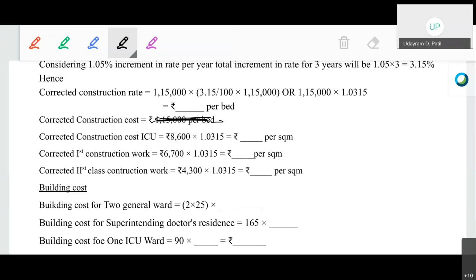Okay, so for ICU it is 8,870.9 rupees per square meter. For the first class construction work, it is 6,911.01 rupees per square meter, and for the second class construction work, it is 443.45 rupees per square meter. Okay, keep cross-verifying each value. Okay, even if one person has calculated it.